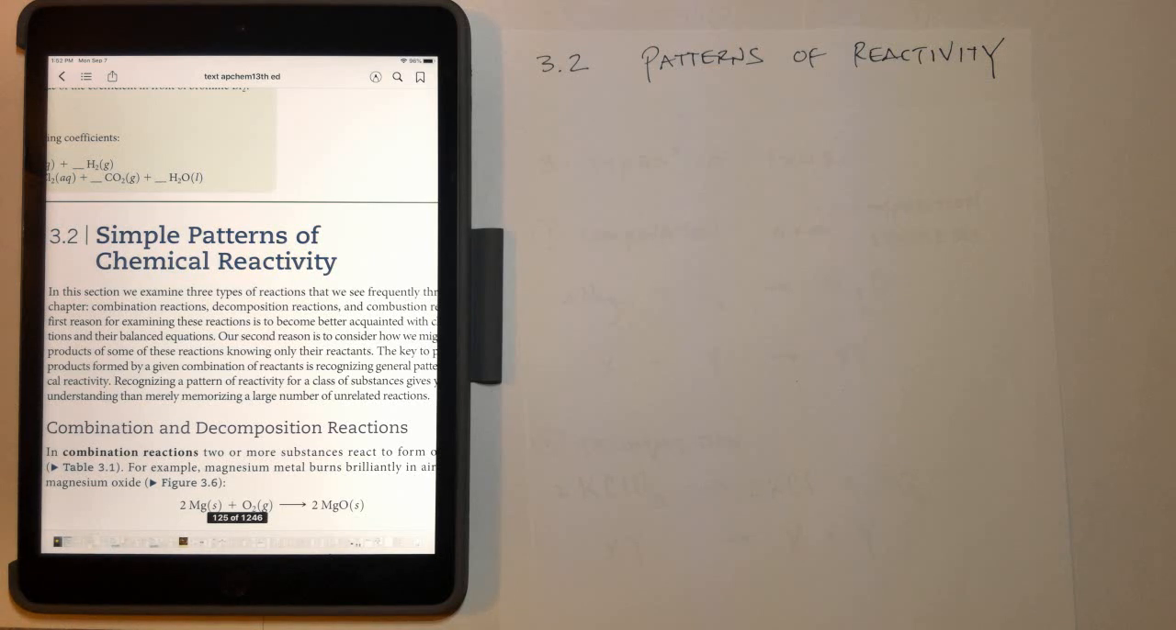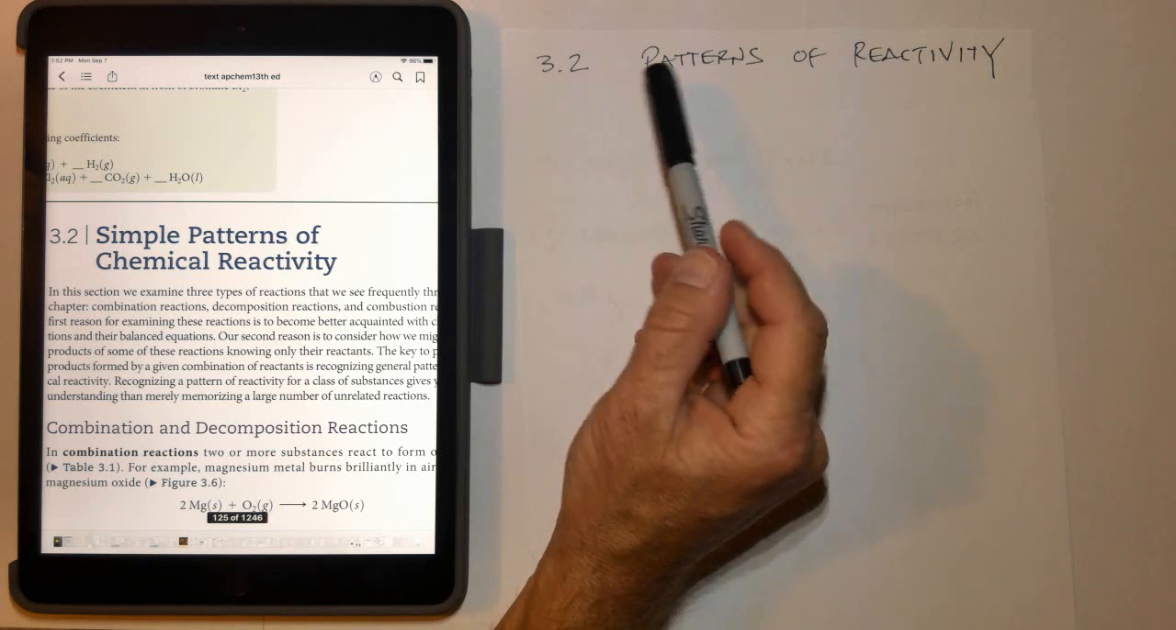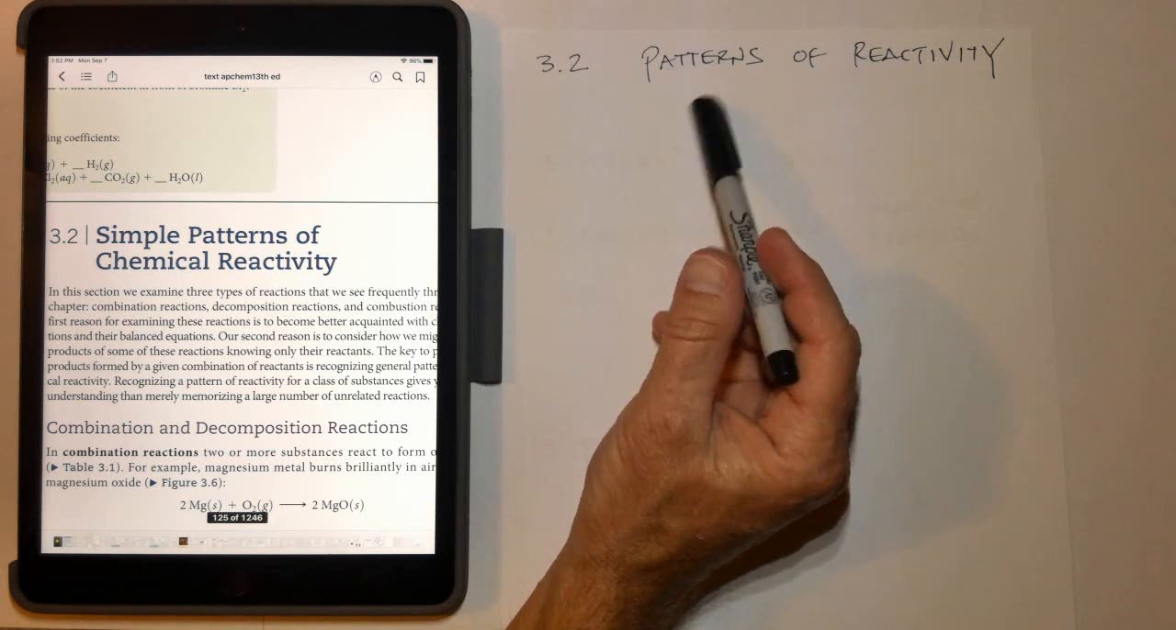So in this video, we'll look at 3 simple patterns of reactivity. Make sure you have your notebook, pencil, and perhaps a periodic table, and then write down the title here in your notebook, put it into your table of contents.